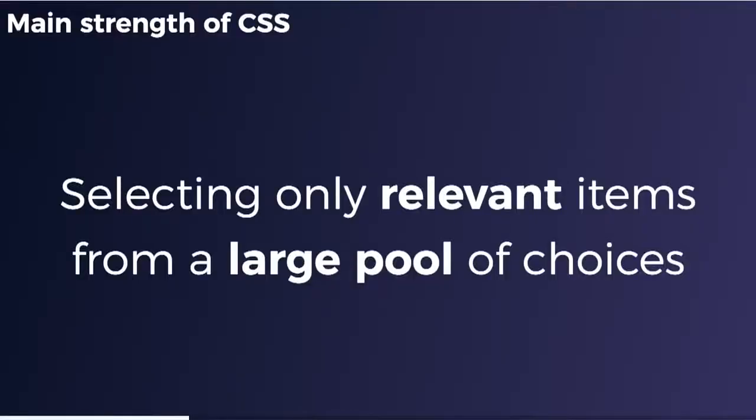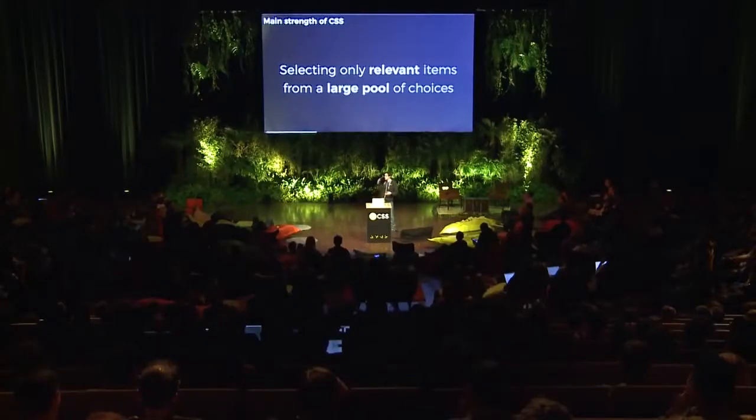And this is, for me, what the main strength of CSS is, and this is what I'm going to use. Because this ability to select only the relevant items from a large pool of choices, when you think about this definition, it's actually what you would expect from a search engine. In a search engine, you have a large pool of potential results, but you are only interested in the ones that are matching your keywords.